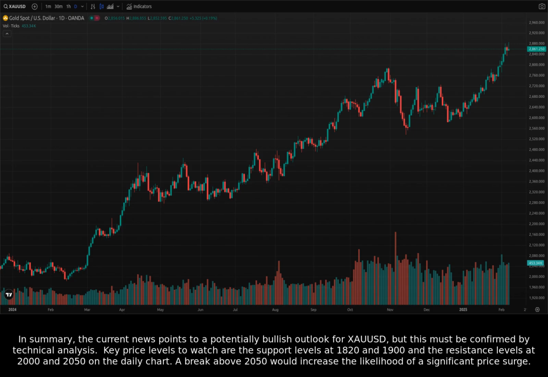In summary, the current news points to a potentially bullish outlook for XAUUSD, but this must be confirmed by technical analysis. Key price levels to watch are the support levels at 1820 and 1900 and the resistance levels at 2000 and 2050 on the daily chart. A break above 2050 would increase the likelihood of a significant price surge.